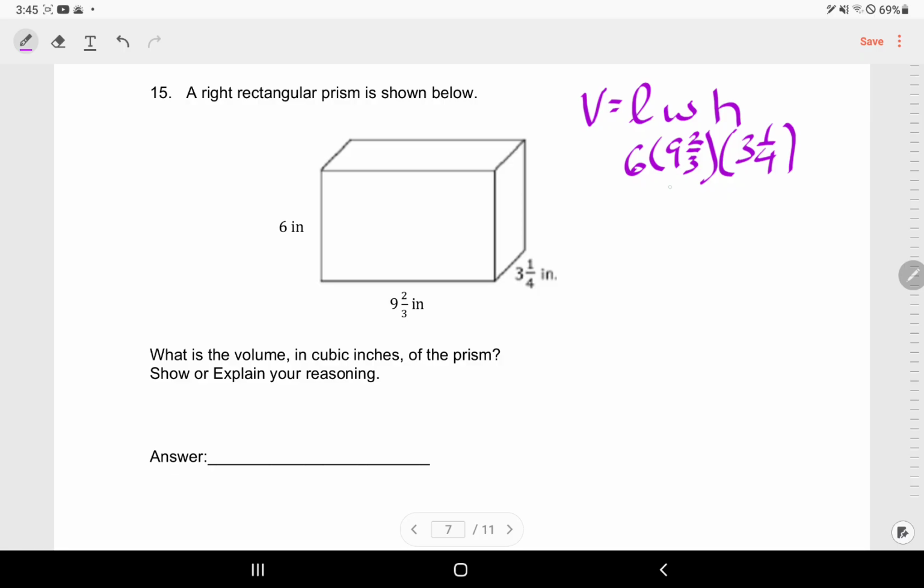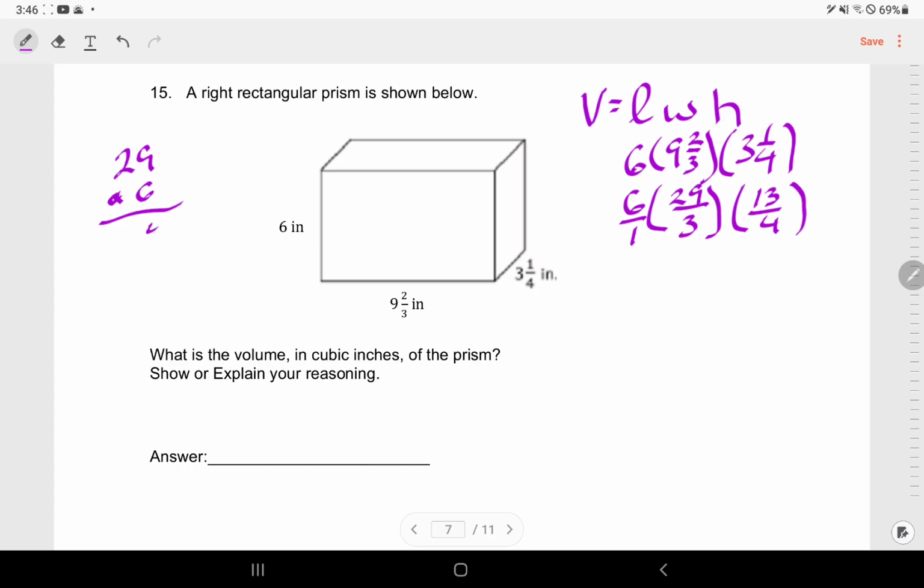Well, I'm going to change these to improper. So that's 6 over 1. 3 times 9 is 27, plus 2 is 29. Four times 3 is 12, plus 1 is 13. And so now it's just multiply. So I'm going to come over here so I can work it out. So 29 times 6.